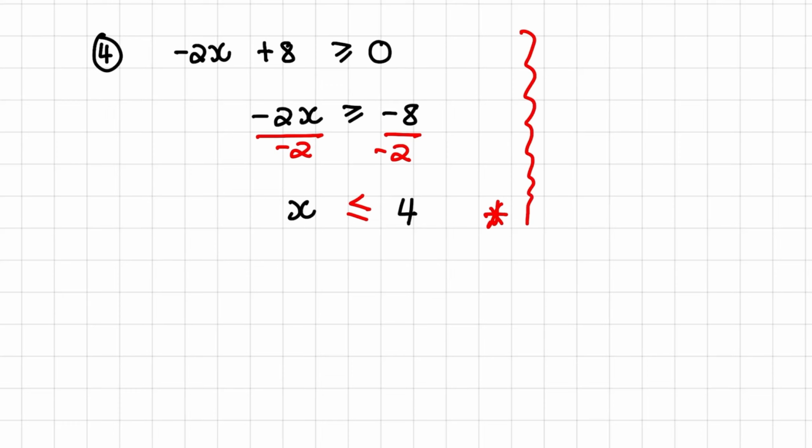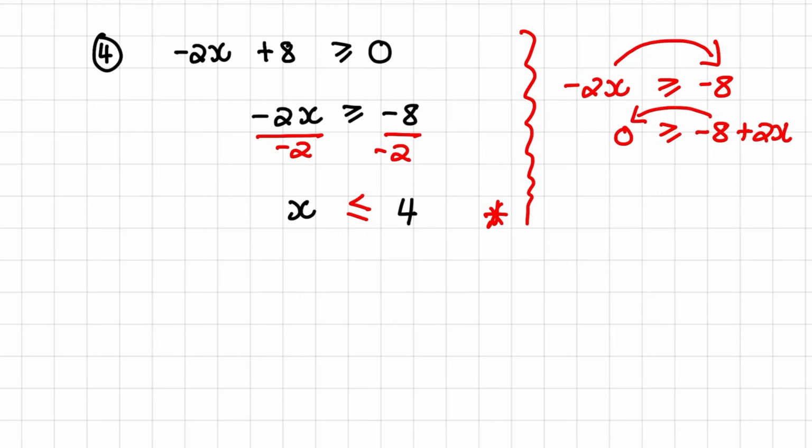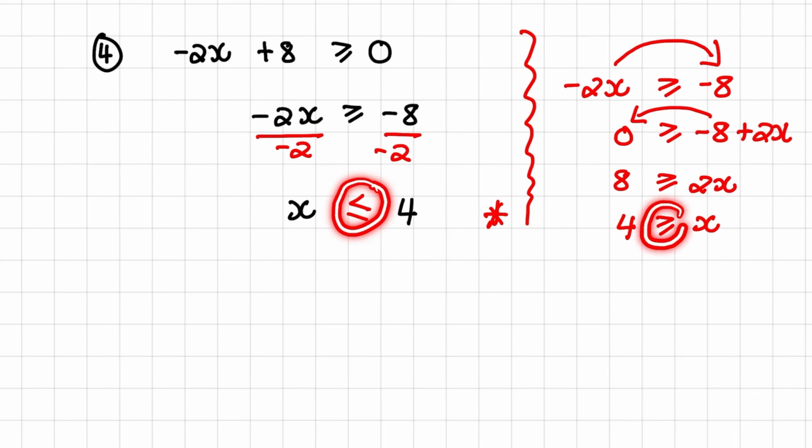But actually what is happening is we have negative 2x bigger or equal to negative 8. And if I move the negative 2x to the right hand side, I will have 0 is bigger or equal to negative 8 plus 2x. And if I move the 8 back, I have 8 is bigger or equal to 2x. And now if I divide both sides by 2, I have 4 is bigger or equal to x. So it's important to know that an inequality can be read from any direction.